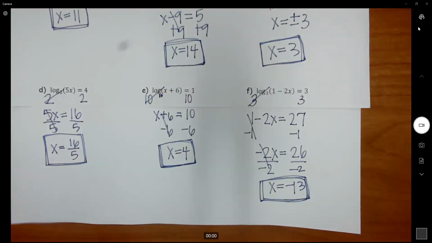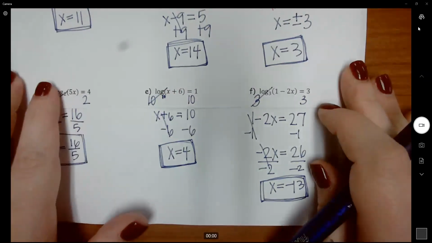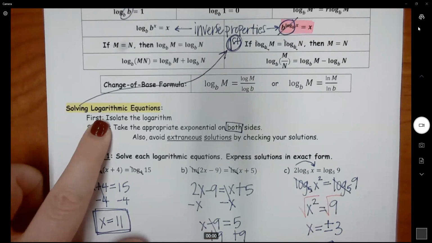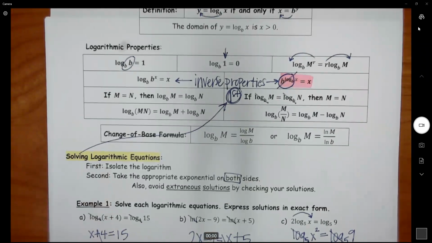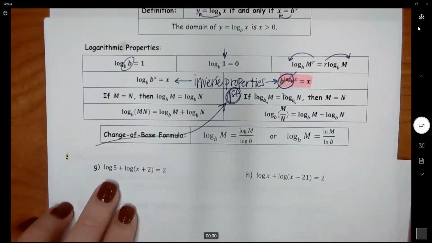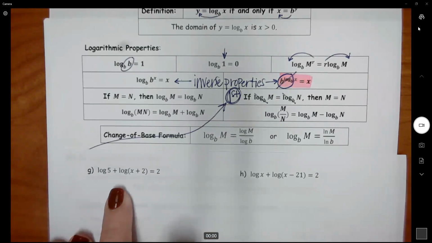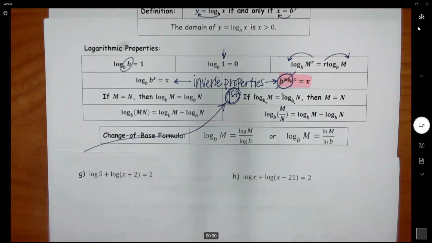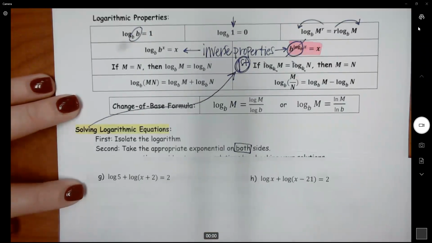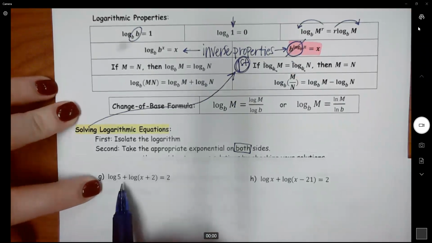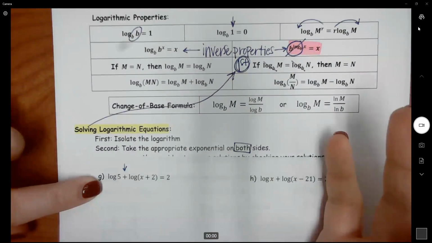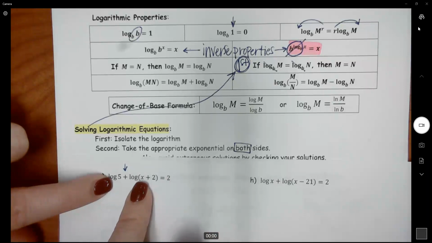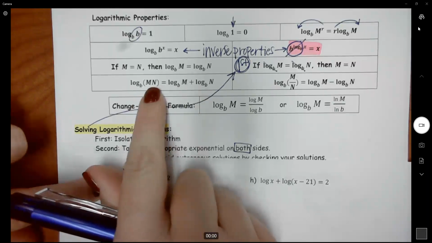Okay, so let's get a little bit more complicated now. So far, all of these have had their log already isolated. Let's see what happens when they are not isolated anymore, like on your next problem, G. On G here, I need to get this log isolated. To do that, because this is a plus right here, and they both have the same log base, these are common logs with a known base of 10, I can condense them by multiplying.